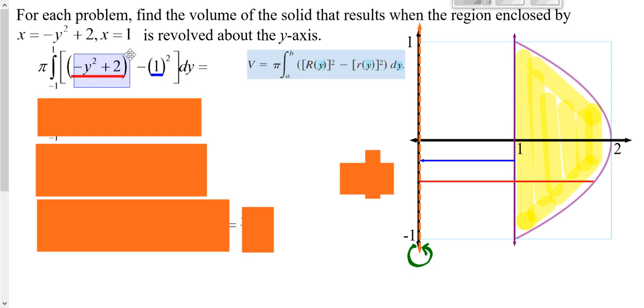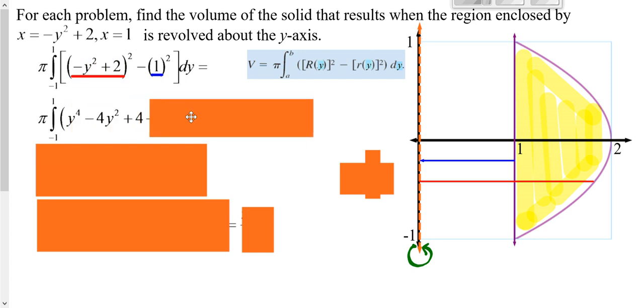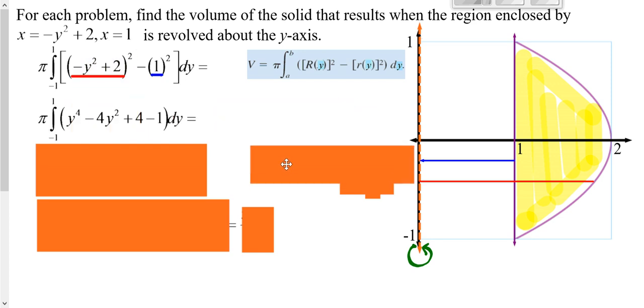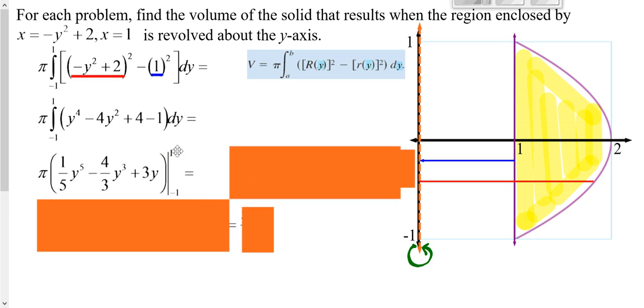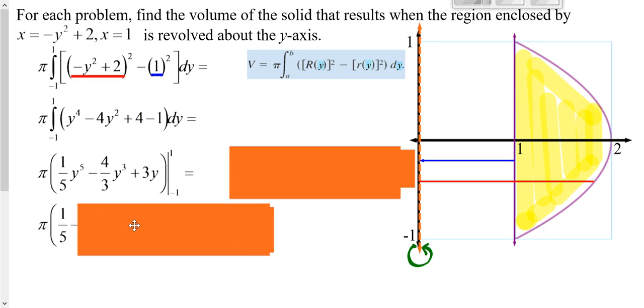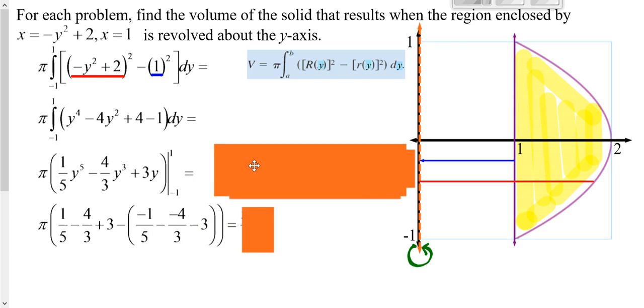Go ahead then and FOIL this out. Still with that minus 1. Combine together any like terms and integrate. By the way, there's a 3y here because your 4 minus 1 is 3, and when you integrate that, you get 3y. Plug in 1 minus what you get when you plug in -1. I would type all this into my calculator at once, leaving the pi out of it. Gives me a fraction, and then I know I end up with pi in my answer.